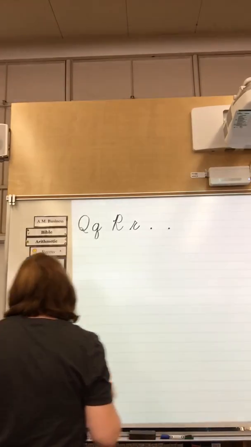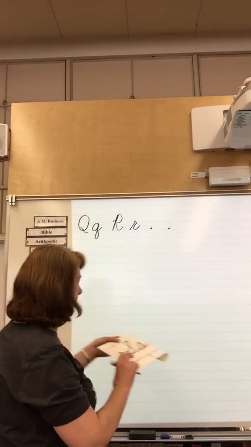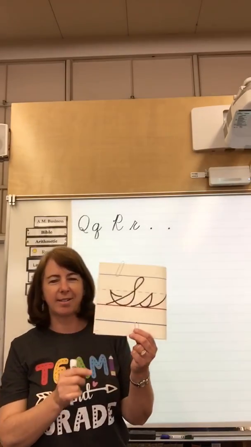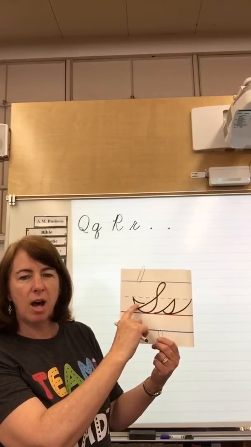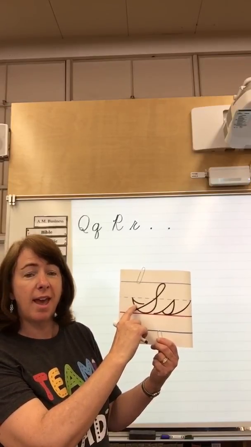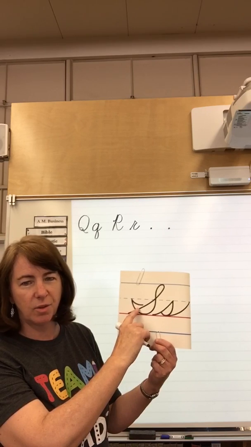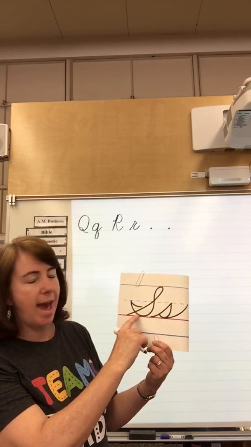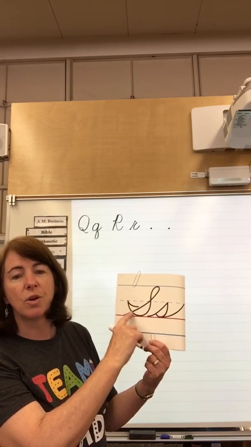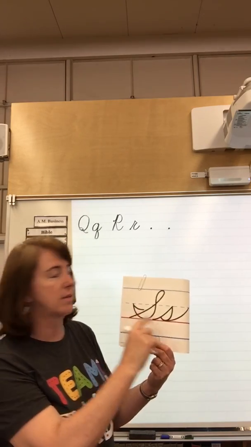And then our last letter from the week before spring break was the letter S. Now our letter S has what we call a tail. With a tail, we do not connect to the rest of the word. Our little s does connect, of course, but our capital S has a tail, so it is not going to connect to the rest of the word.